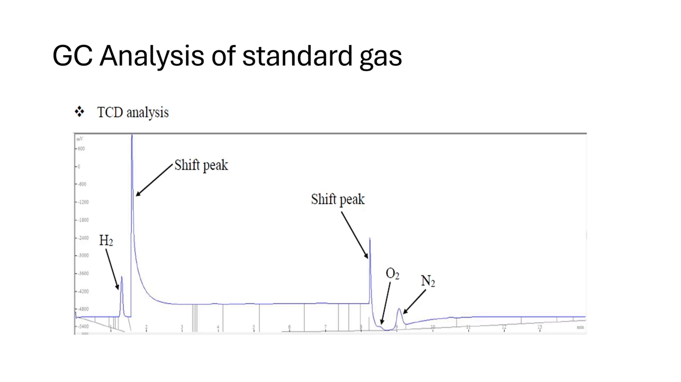From the TCD analysis, we can see that the hydrogen comes out at less than 2 minutes, followed by the shift. This shift is locking one of the columns and letting only one column be connected to the detector. Since it is a permanent gas analysis, I don't see many peaks here, followed by which, when the column shift is open, I get oxygen and nitrogen as peaks.